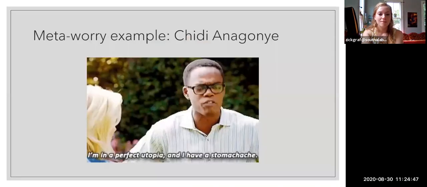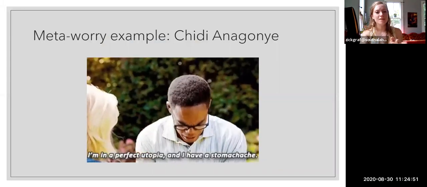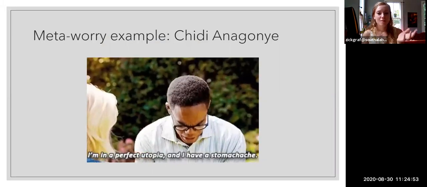And this is an example from the show The Good Place. These are not spoilers, but the characters here are in heaven. And this character, Chidi, is grappling with the fact that even though he's in heaven in the afterlife, he still has all these worries and anxiety. And he's really worried about the implications of that. Like, how can I still be worried even though I'm in a perfect utopia? So it's not just that he's worried, but he's also worrying about the implications of worry on top of that.